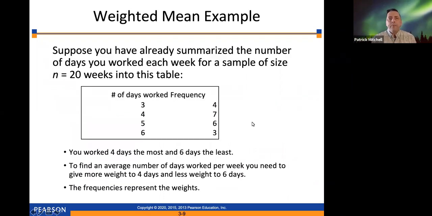So here's an example. Suppose you have already summarized the number of days you worked each week for a sample of size 20 weeks into this table. So there were 4 weeks when you worked 3 days. There were 7 weeks when you worked 4 days, 6 weeks when you worked 5 days, and 3 weeks when you worked 6 days. You worked 4 days the most and 6 days the least. To find an average number of days worked per week, you need to give more weight to 4 days and less weight to 6 days. The frequencies represent the weights.